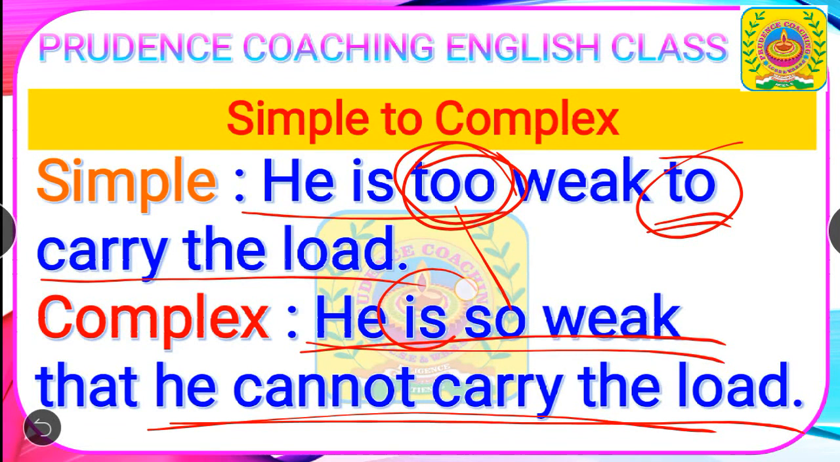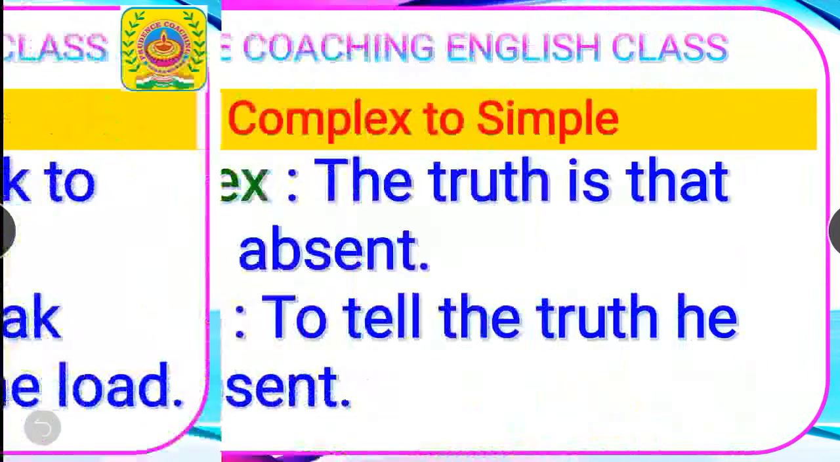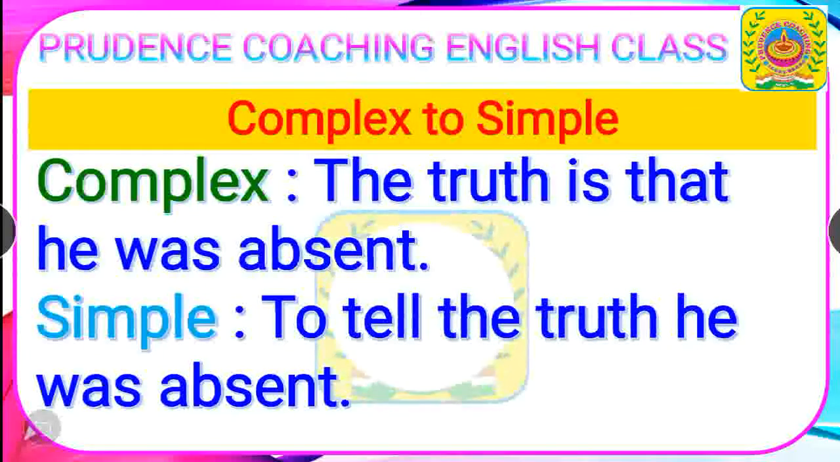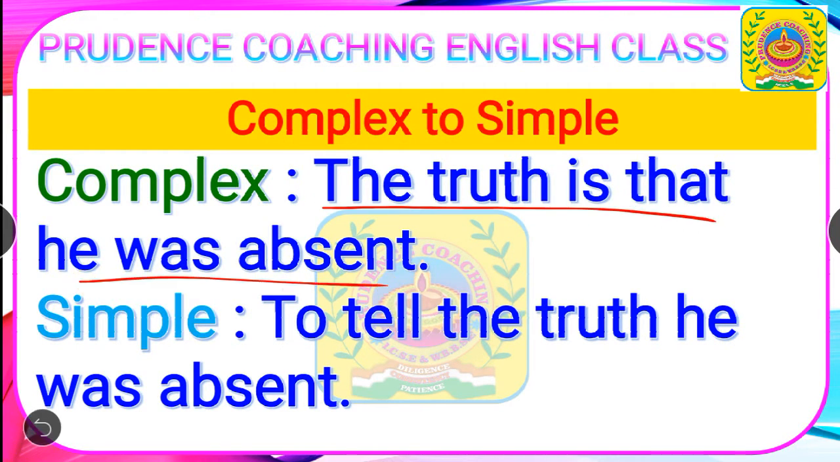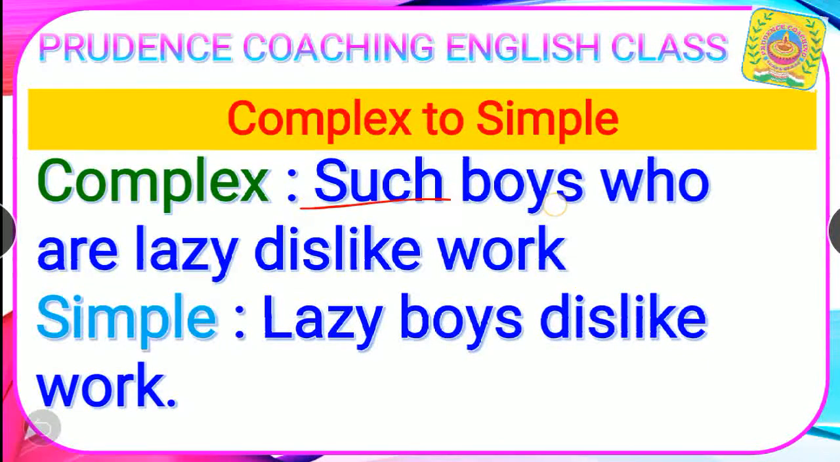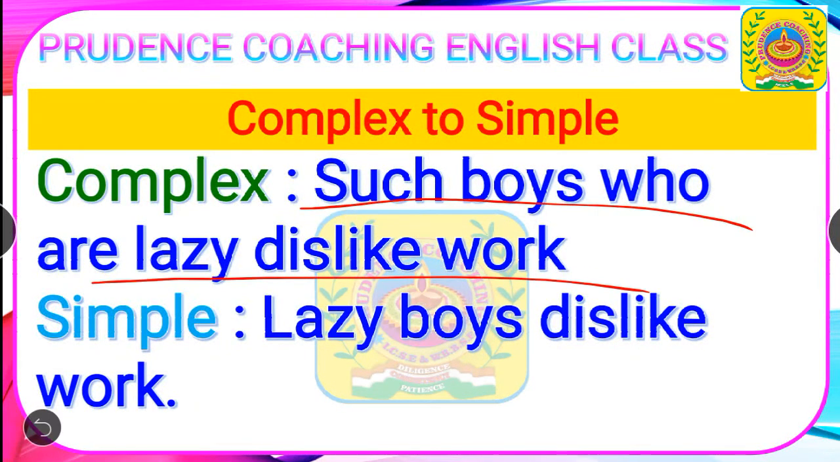For the present tense, we'll use cannot. If this is past tense, was, then we will be using could not. Okay, now the next one, complex to simple. First one is: the truth is that he was absent. Now the simple sentence will be: to tell the truth, he was absent. Now the next one: such boys who are lazy dislike work. The simple sentence is: lazy boys dislike the work.